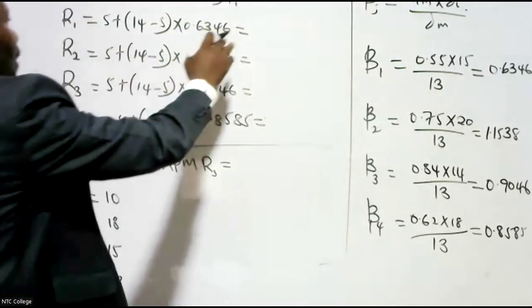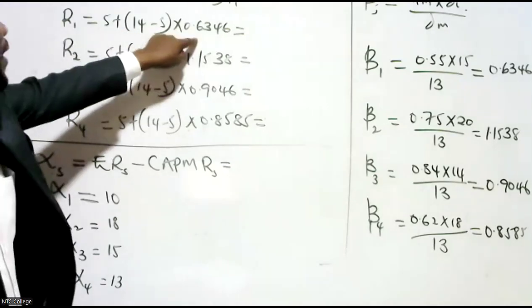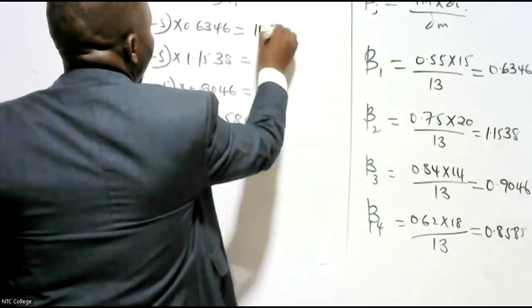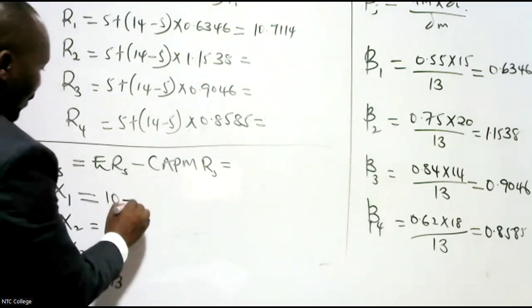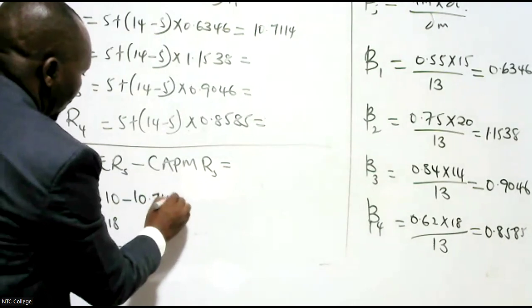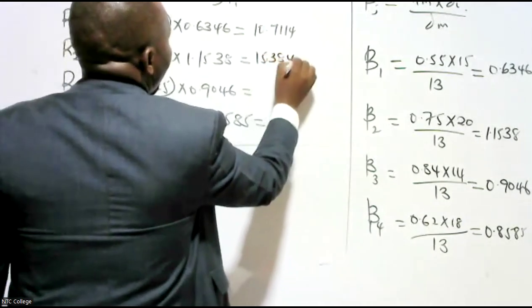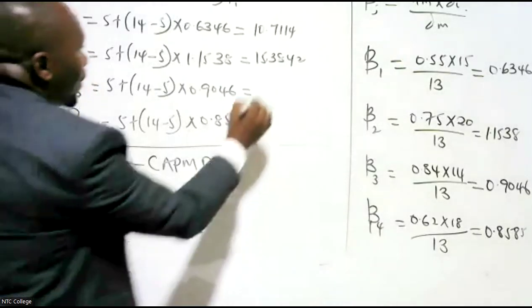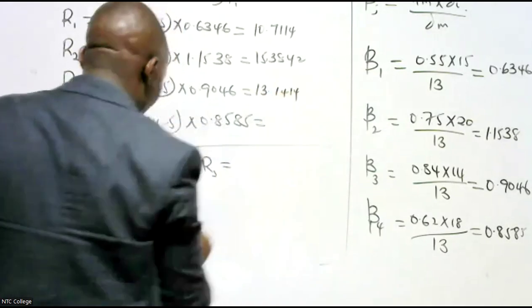Can you give me the figures, guys? Yeah, kwanza ni nini? 10.7114. Unapata? The first one is 10.7114. Uko sure? Be accurate. Yes. Very accurate. So the second one is 15.3842. The third one is 14.1414.